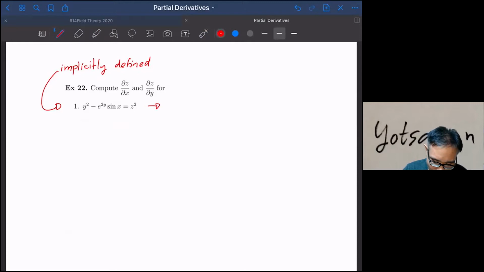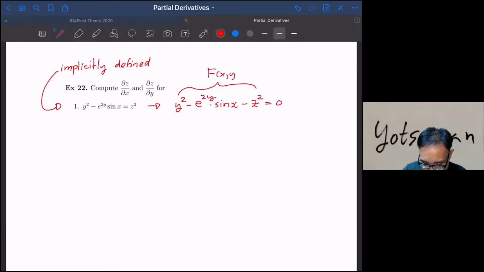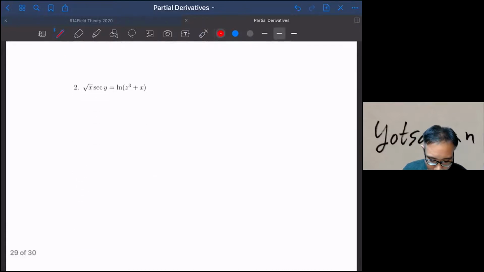So you're just going to have y squared minus e to the y, e to the 2y sine x minus z squared equal to 0. And you will declare the function capital F(x, y, z) to be the function on the side that is not equal to 0. So that is going to be a function in 3 variables instead of 2. Let's see this one. You see that this one looks innocent. However, this one is not quite easy to do.